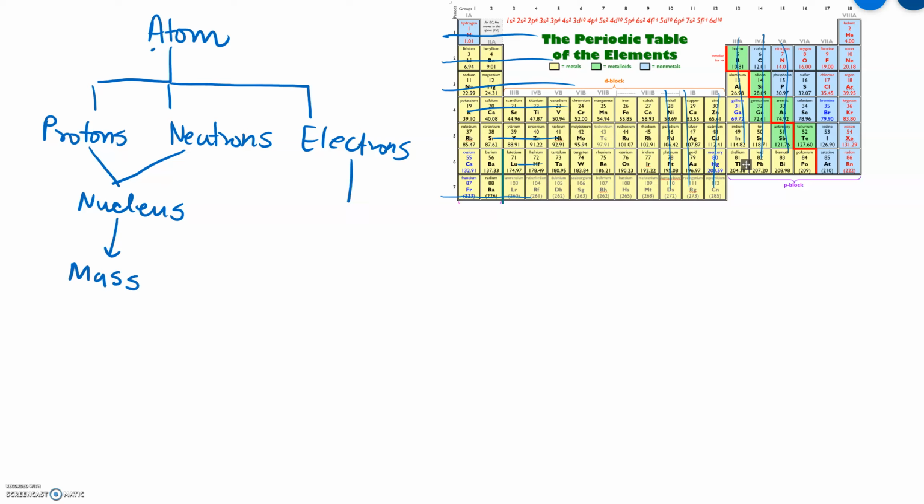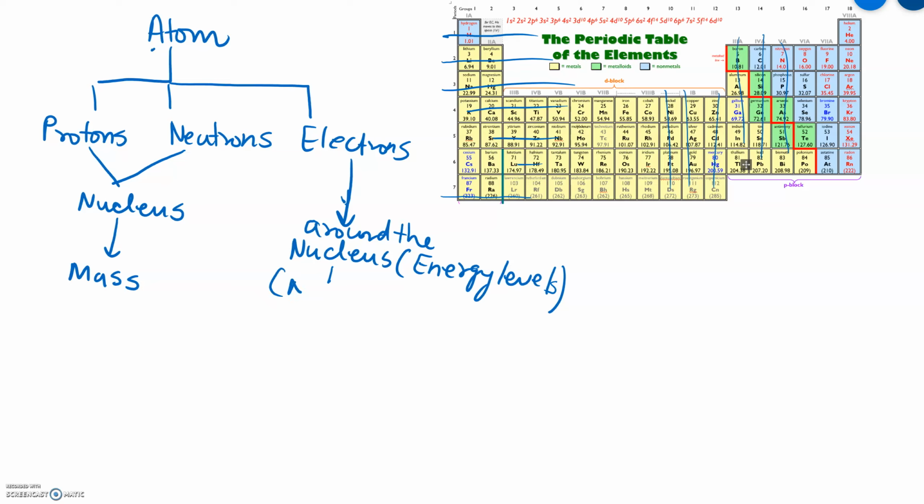Electrons are found around the nucleus in what's called energy levels. This goes to what we just discussed about the period. There are 7 periods, so there are 7 energy levels. Electrons have negligible mass.